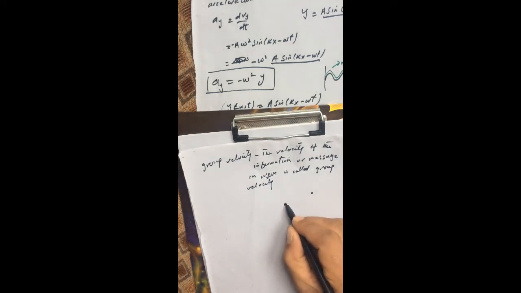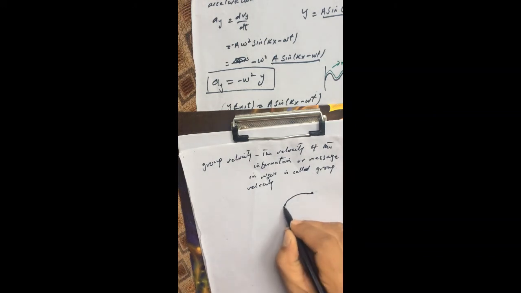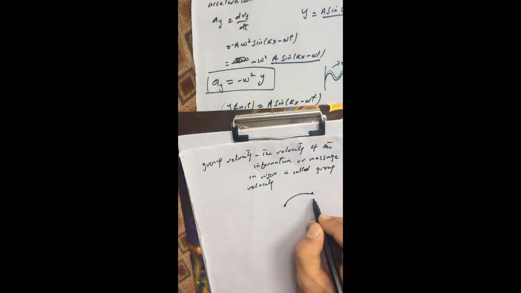As we know that a wave is a disturbance in the medium due to which energy transfers from one point to another point. So basically the transfer of energy means the transfer of some information. The information can be in any form. So the velocity of that information or the message which is carried by this wave during its motion from one point to another point is called group velocity.